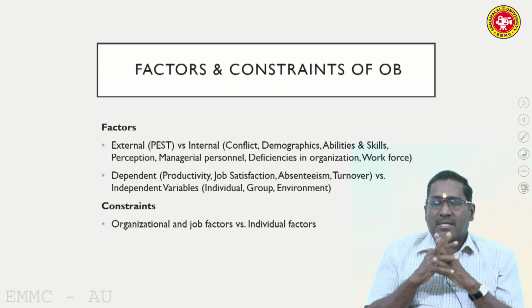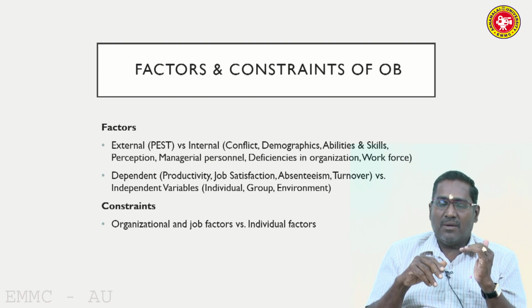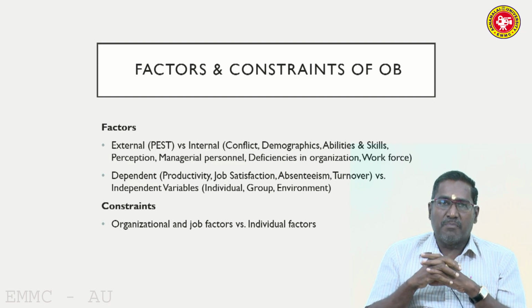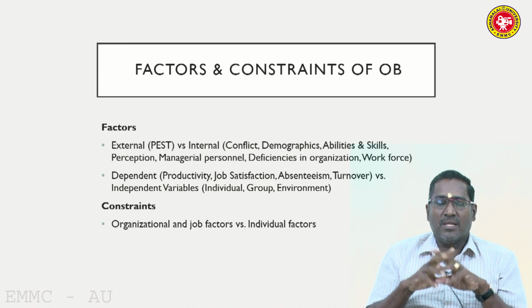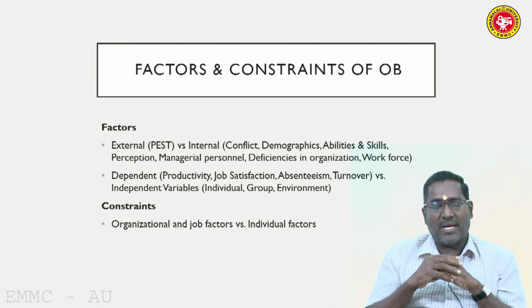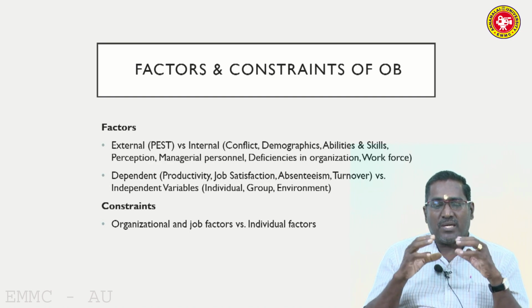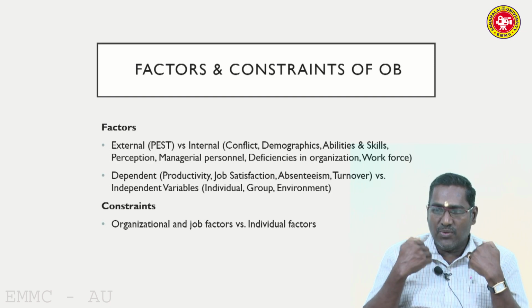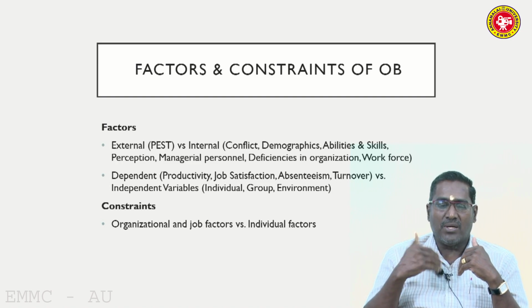Now, some of the factors and constraints of organizational behavior could be treated as external versus internal: demographics, conflict, abilities, skills, perception, managerial personnel, deficiencies in an organization, workforce, and all that put together can be one set of factors. And there is another set called dependent factors, which are productivity, job satisfaction, absenteeism, turnover of an individual, versus independent variables like individual, group, environment, and all that.